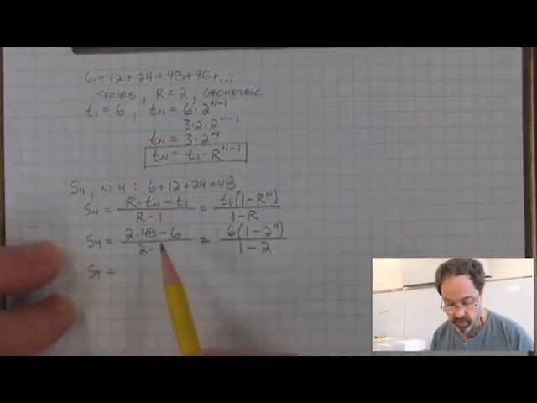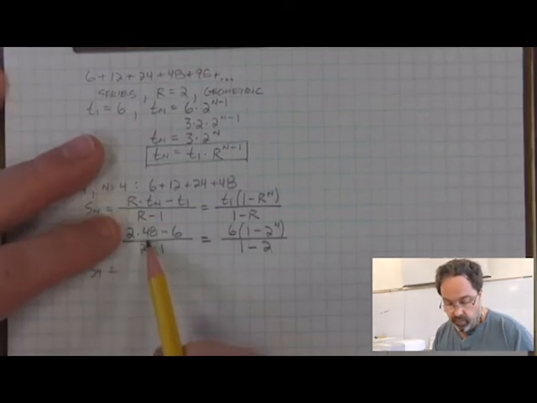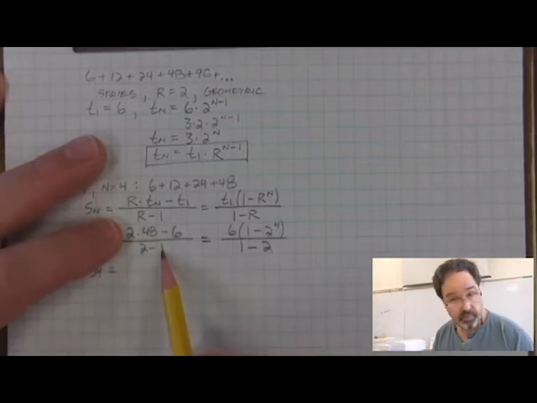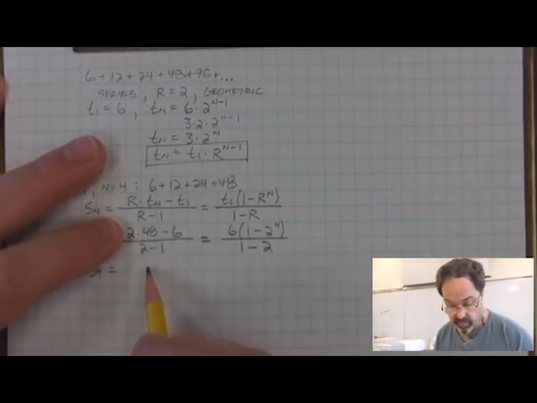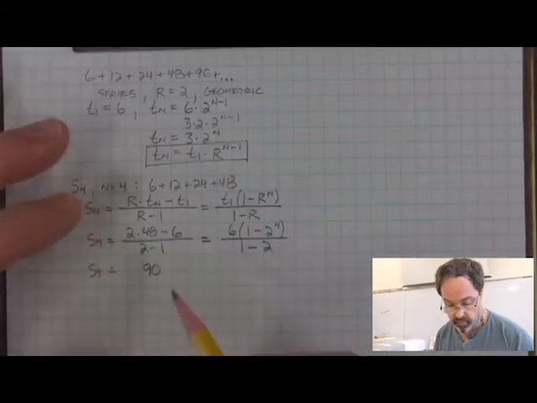Continuing our work, 2 times 48 is 96, minus 6 is 90, and then we're dividing by 2 minus 1, which is 1. So that is 90 divided by 1, or just 90.